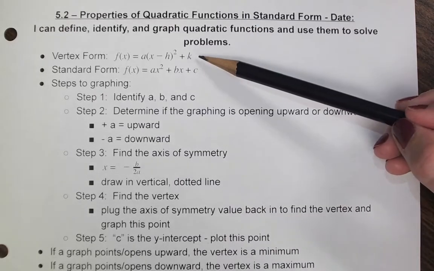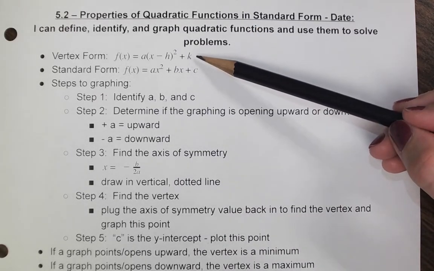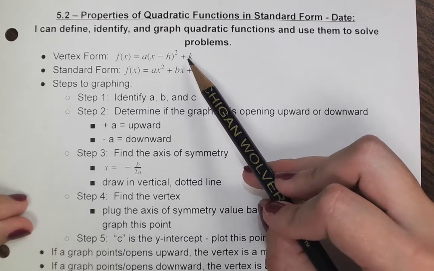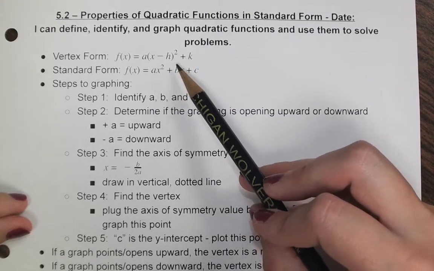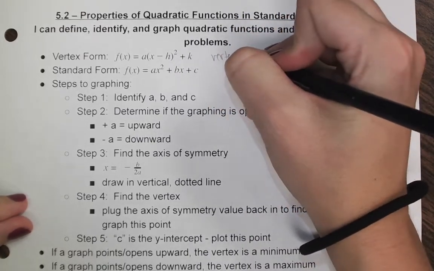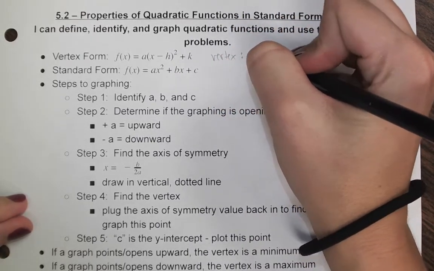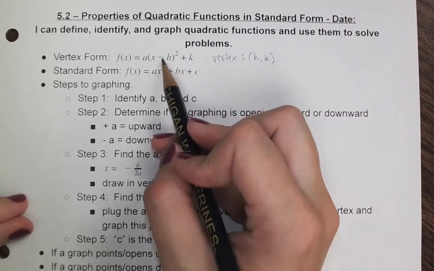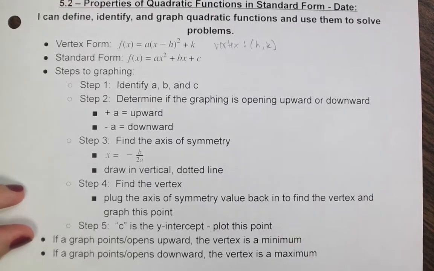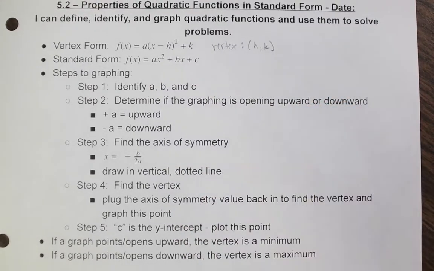So first is vertex form. We looked at this in section 2.9 with the absolute value. So it's exactly the same type of thing. In this case, the vertex would be at the point (h, k). So it's like it translated h units side to side, k units up or down. This is what the standard form looks like. This is what we're going to look at most of the time. So you want everything on one side like this.